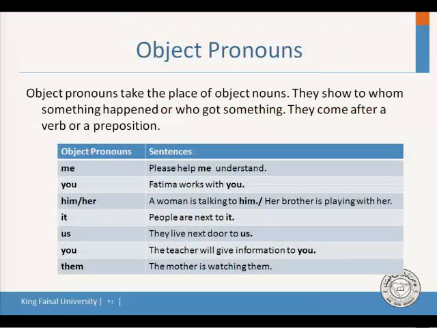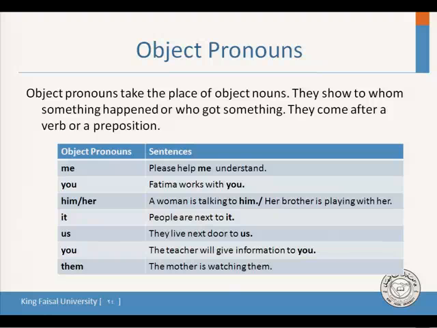Now, the object pronouns, something else. You remember we studied the subject pronouns in one of our lectures, perhaps in lecture number 1. Now, we use the object pronouns to replace the object. They show to whom something happened or who got something. They come after a verb or a preposition because they are objects.